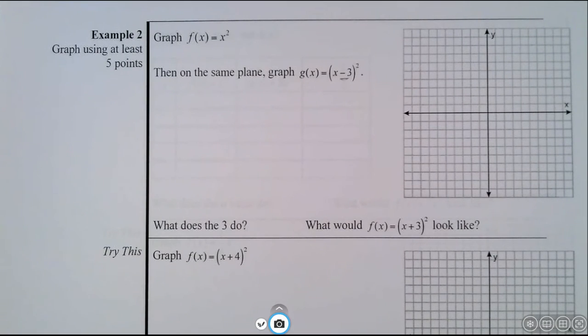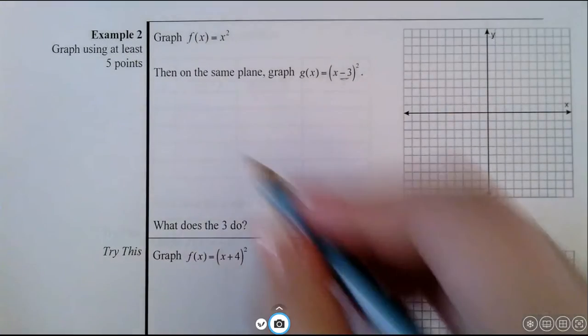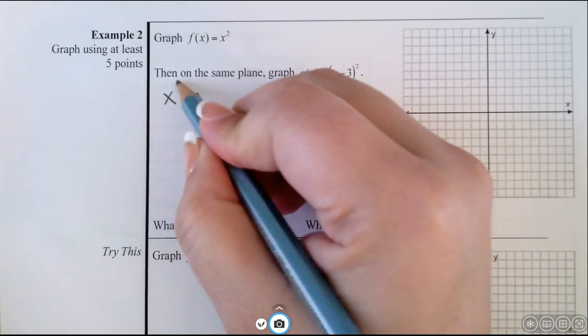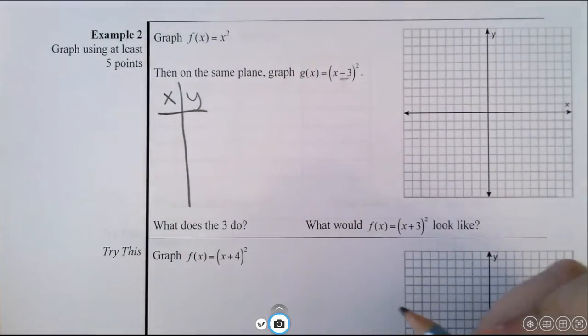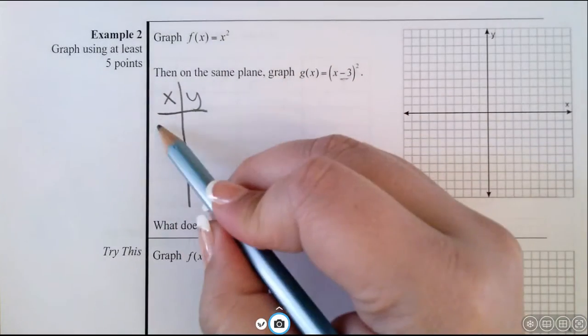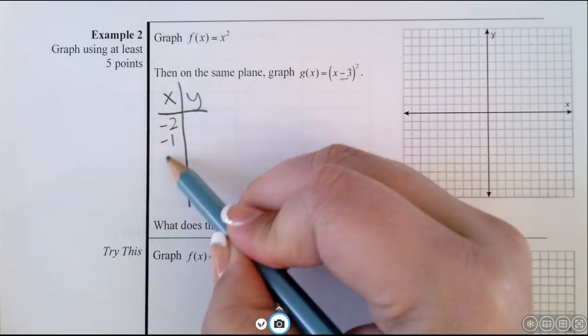Okay, the ones that we were looking at in example 1, that plus 6 was outside of the squared. It was after x had already been squared. So we're going to look at what's the difference between when the number being added is inside of the part being squared versus outside of the part being squared. So again, we're going to make our xy table. Okay, and we're going to go -2, -1, 0, 1, 2.